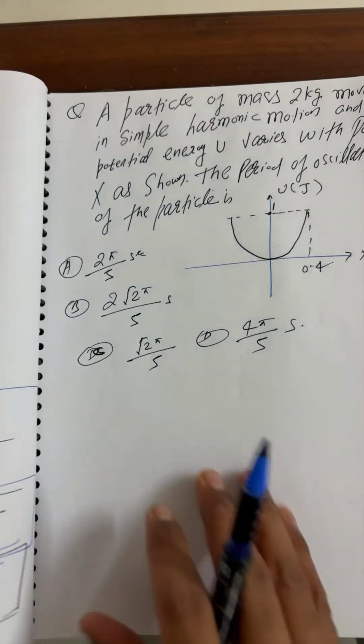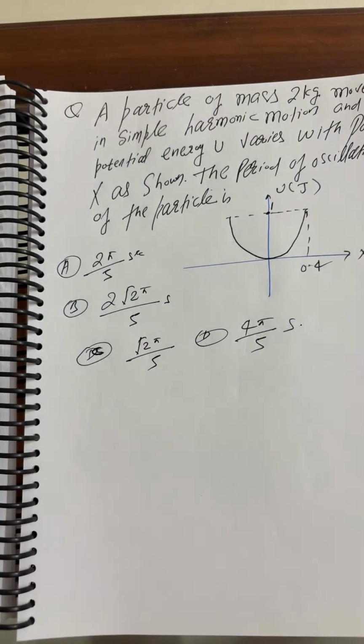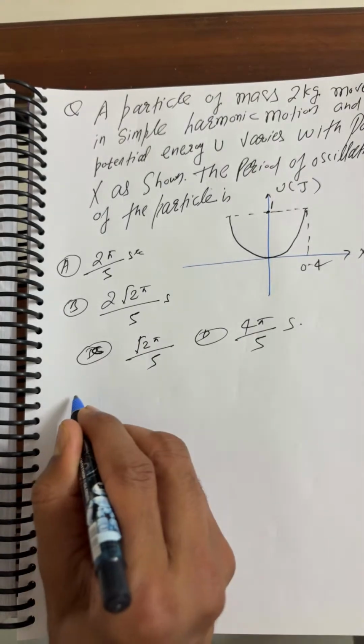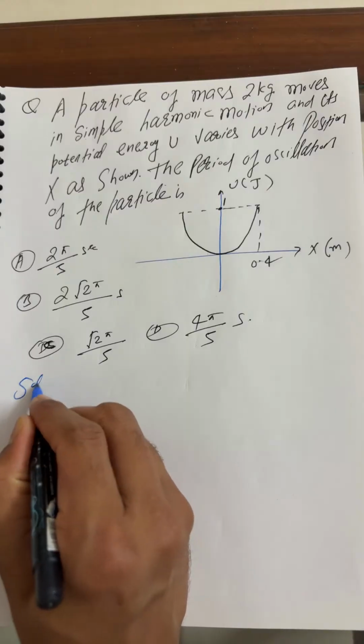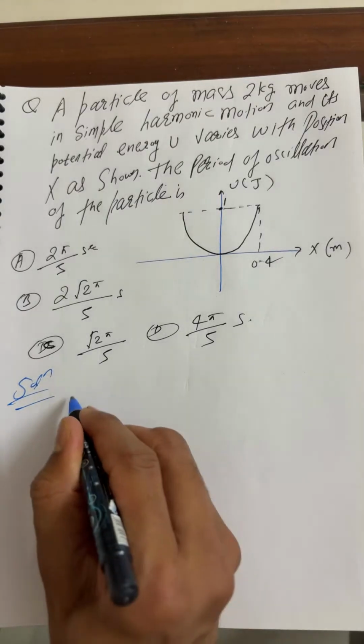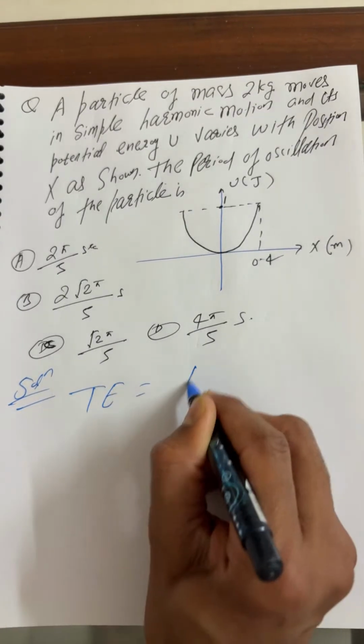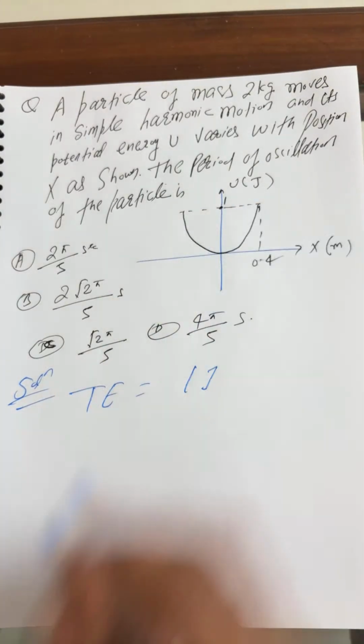Just compare from here only. So you can get here, in the solution, you can write: the total energy is 1 joule. They mention here 1 joule.